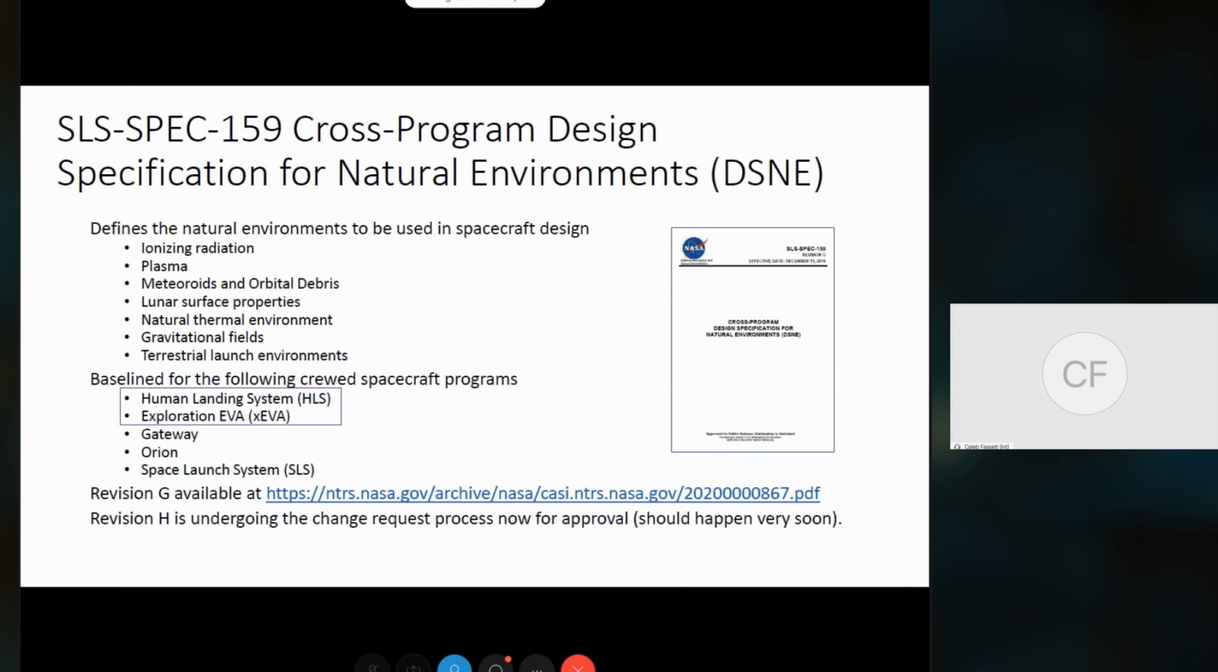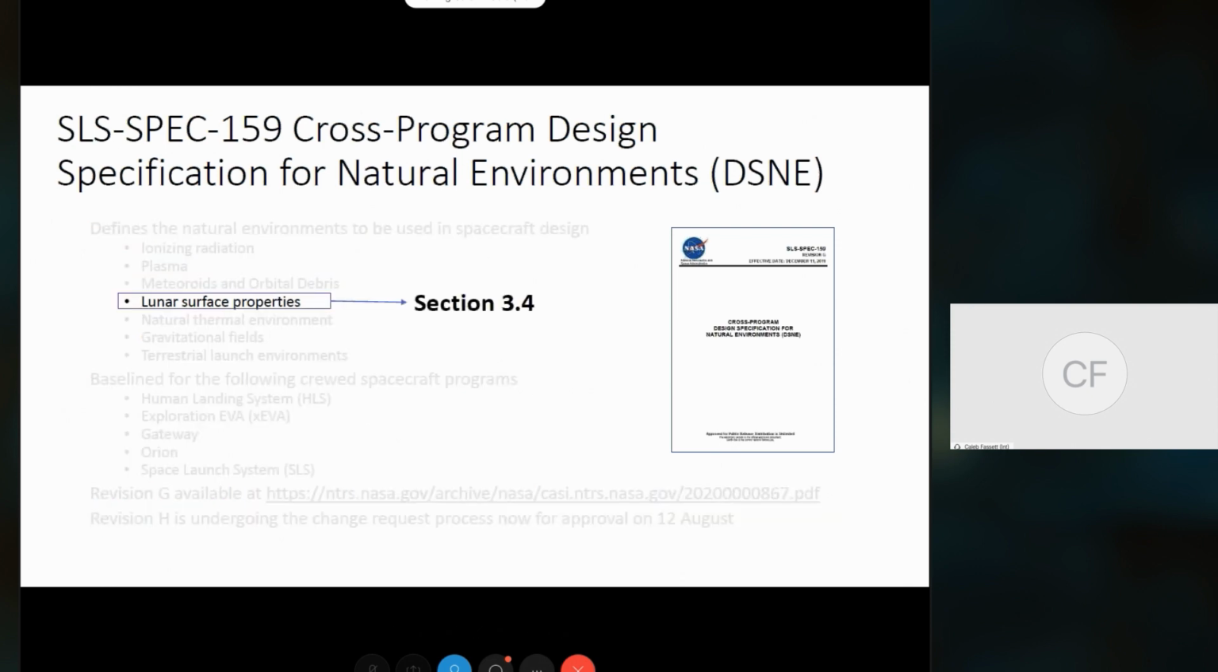But if you go to the next slide, I'll point you to the section 3.4 of the DSNE. I should also say that you can download this at the NTRS, so with the link after this meeting if you want. The other thing I'll mention is that we're actually hoping to have a revision of this, revision H, come out very shortly. It's not out yet, but pull it up soon.